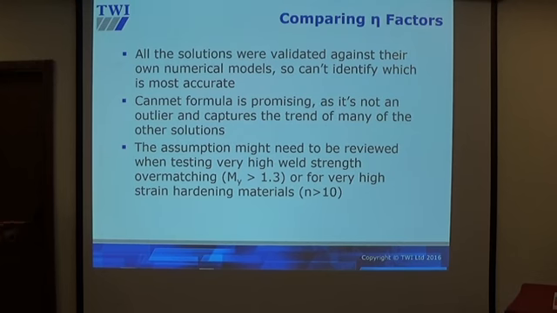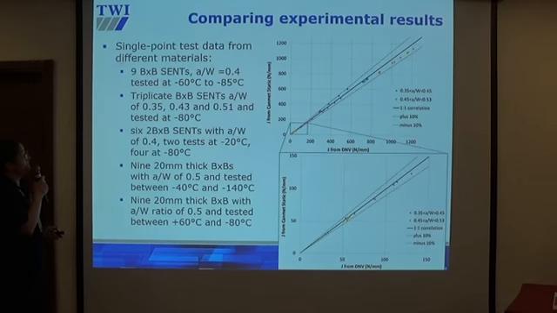But in terms of my job on the British Standard Subcommittee to update BS 8571, I'm feeling fairly confident that if we move to the Canmet formula and use the Canmet equation for all specimen types, we're not going to be diverging beyond what's accurate and appropriate. But recognising that where you're going to very high weld strength overmatching or very high strain hardening materials, it might need to be looked at again. I'm not going to make any firm recommendations about the validity limits, except to raise that as something to keep an eye on.